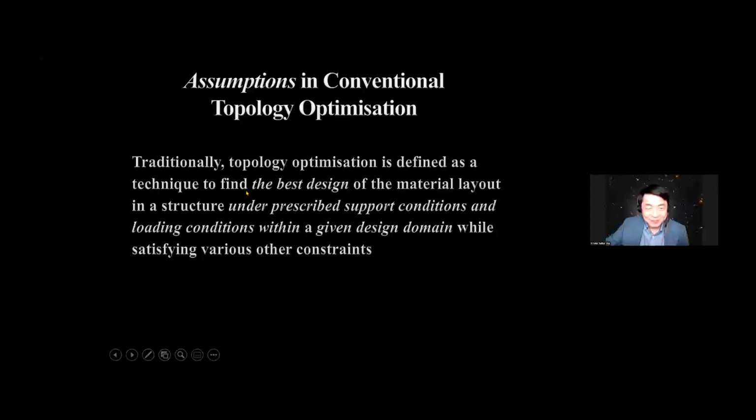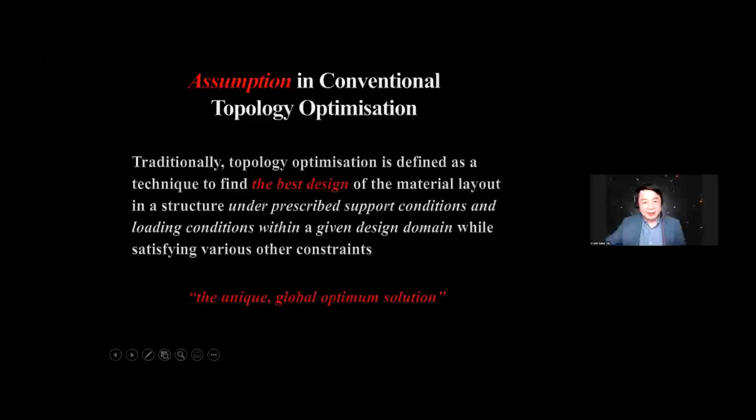So first of all, to find the best design, this has been the thought of optimization for many years. So people always want to find the unique and the global optimal solution, and all the mathematicians and theoretical scholars would always ask you, oh, you have a new optimization method. Can you guarantee your algorithm is producing the unique and the global optimal solution? And they use this criterion to determine whether your method is correct or your method is acceptable.